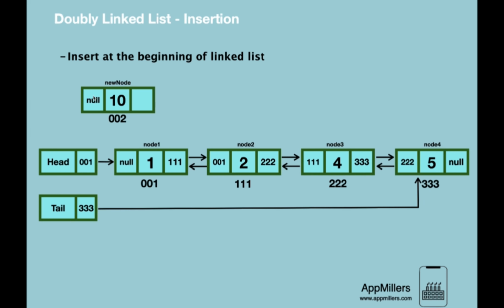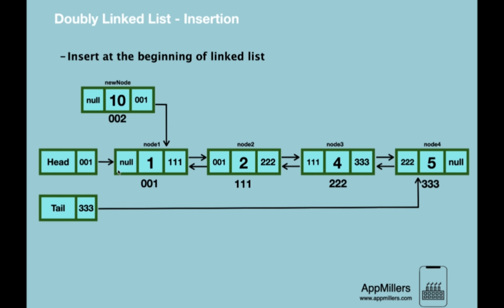After setting this to null, we need to set the next reference of the new node. The next reference should point to the first node, so we will update the next reference to the physical location of the first node. The physical location of the first node in our case is 001, so we will update the new node's next reference to 001. By updating this, we are creating a link between the new node and node 1 over here.